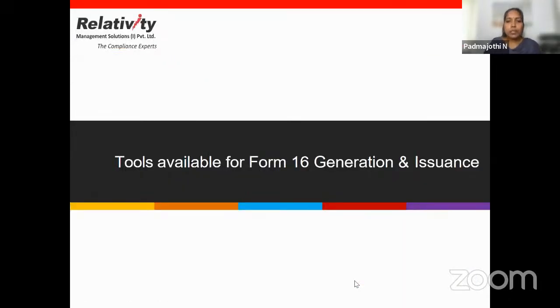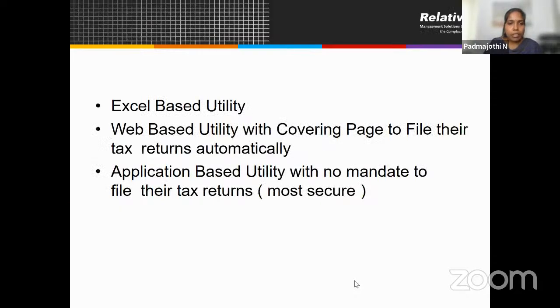Next we are going to see the tools for Form 16 generation and issuance. What all tools are currently available? This is the best practice that everybody is following in the industry. Most people will have an Excel-based utility, some people will have a web-based utility, and some people will use an application-based utility to generate the Form 16s. These are the various ways that everyone is generating Form 16s.